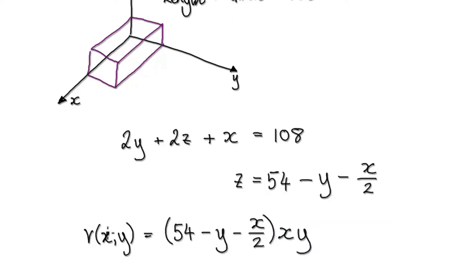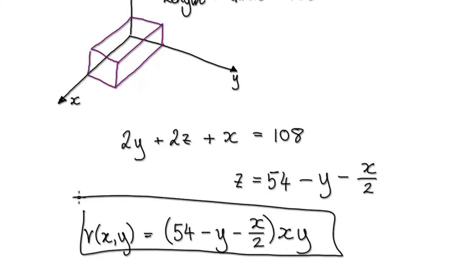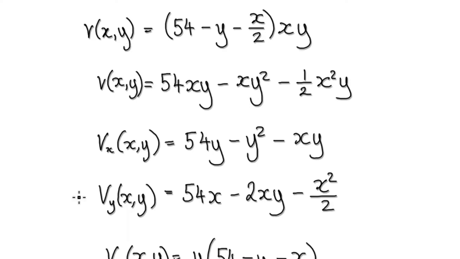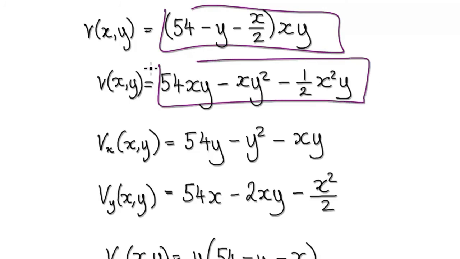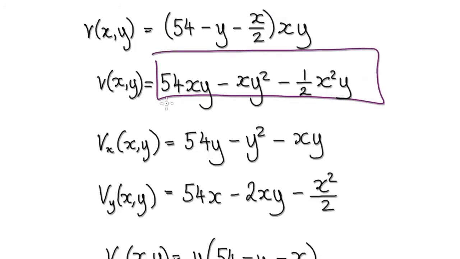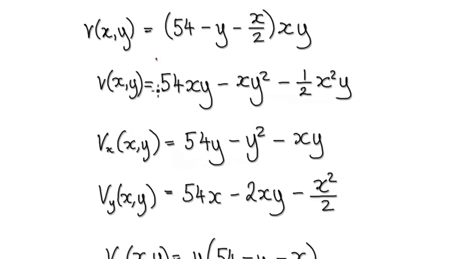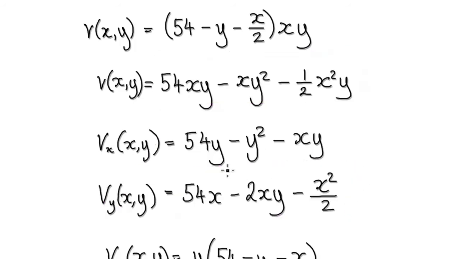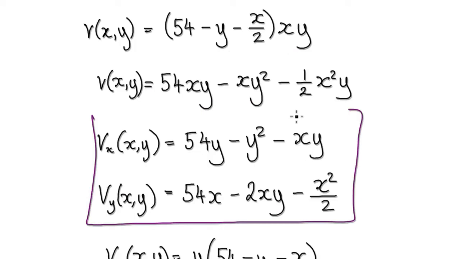So the volume is given by this, and then let me tidy this up. If you tidy this up, it will then give you this. So we've got to find the critical points. We need to partially differentiate this with respect to x. That will then give us this, and then partially differentiate this with respect to y. That will then give us this. We are trying to find the critical points, so we need these two values here.